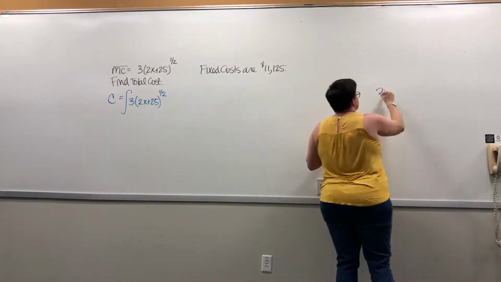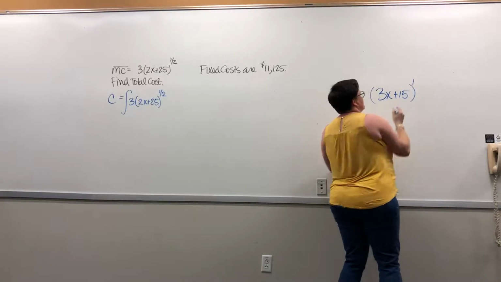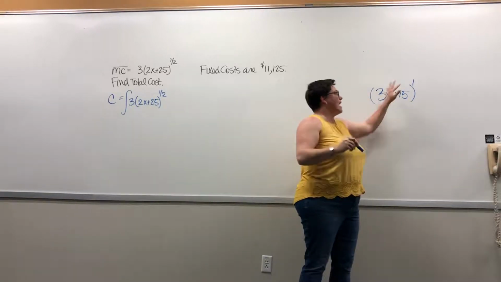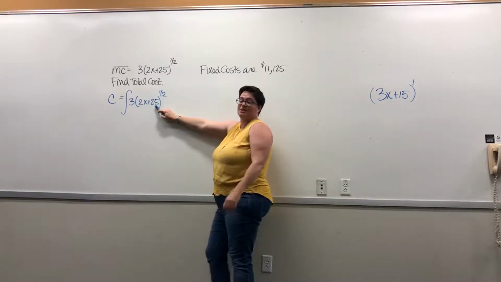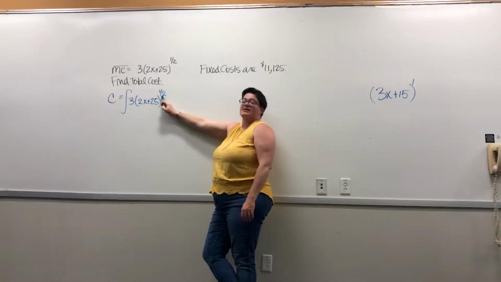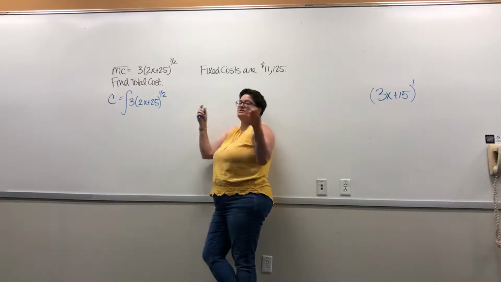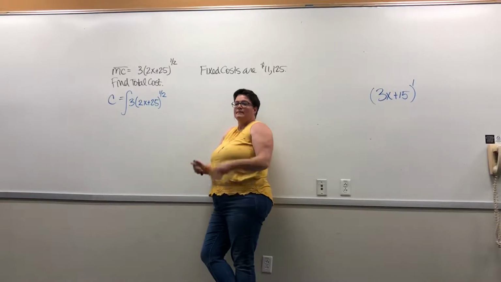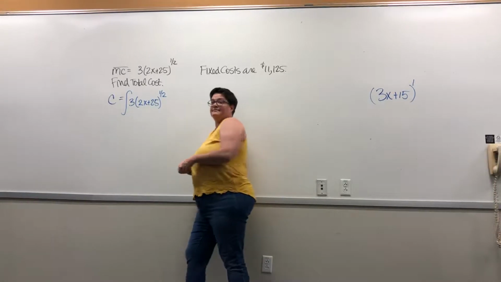3x plus 15 is the same as 3x plus 15 to the power of one. You can unwrap that and split those terms up. You cannot unwrap this and split those terms up with the 1/2, or with any other exponent other than one. You just can't do it. One is the only thing you can split apart. So if it was 3 times 2x plus 25 with no powers, that would be integral number one. Yeah, absolutely.